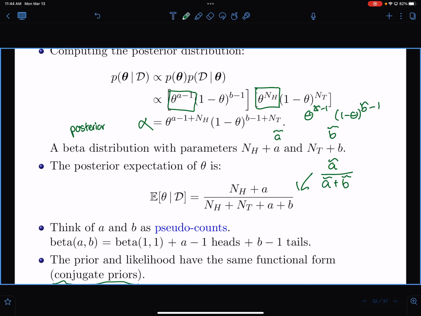Yeah. I guess the interpretation of pseudo counts is you normally don't know how to choose a prior, but one way you can think about how you choose a beta distribution prior is you pretend that you've already flipped this coin X number of times and you observed some number of heads and some number of tails. So that's how you can set the beta distribution prior.